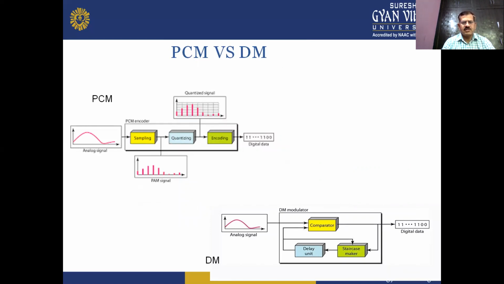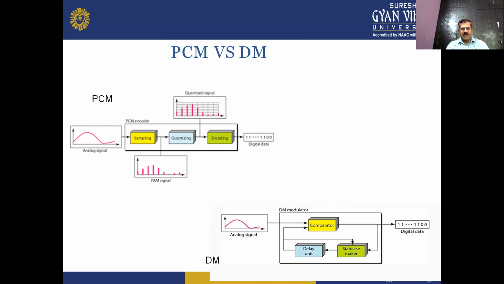Now this is the comparison between the pulse code modulation and delta modulation techniques. In the pulse code modulation system, an analog signal is applied to the sampling network, and the output of the sampling network, a pulse amplitude modulated signal, is applied to the quantizing network. The output of the quantizing network is a quantized signal, which is applied to the encoding network, and the output of the encoding network is the digital form of the output signal. That is for the PCM system.